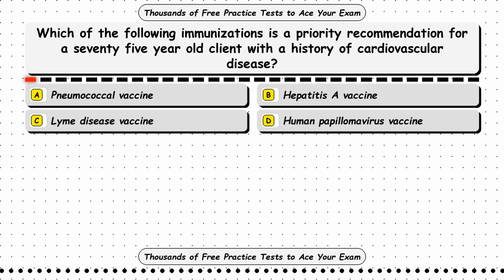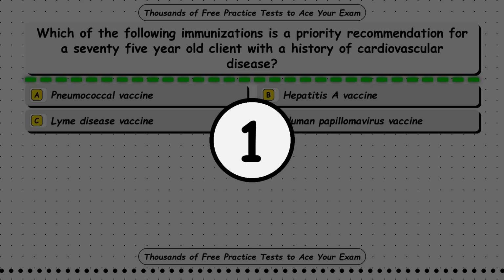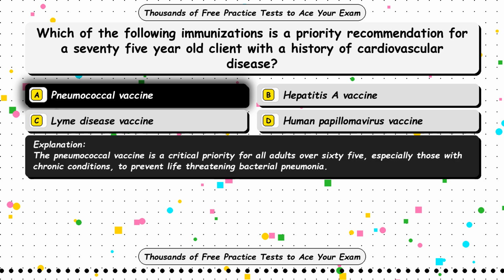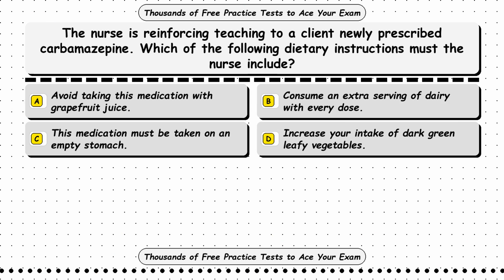Question 111. Which of the following immunizations is a priority recommendation for a 75-year-old client with a history of cardiovascular disease? Option A, pneumococcal vaccine. Option B, Hepatitis A vaccine. Option C, Lyme disease vaccine. Option D, Human papillomavirus vaccine. The correct answer is option A, pneumococcal vaccine. The pneumococcal vaccine is a critical priority for all adults over 65, especially those with chronic conditions, to prevent life-threatening bacterial pneumonia.